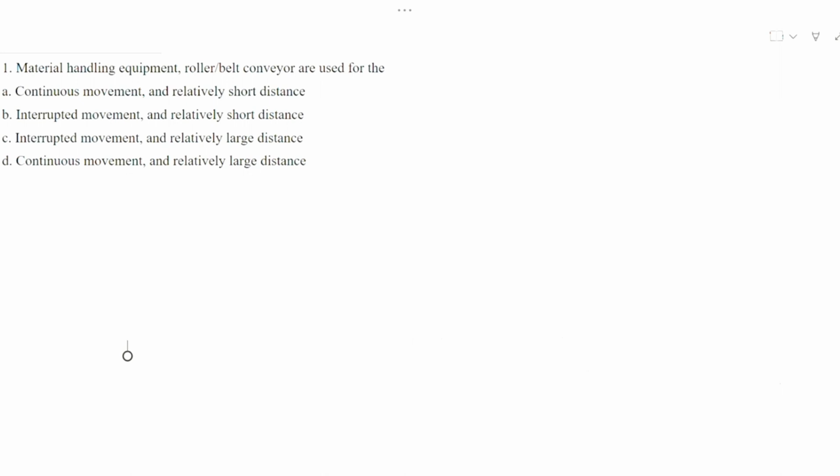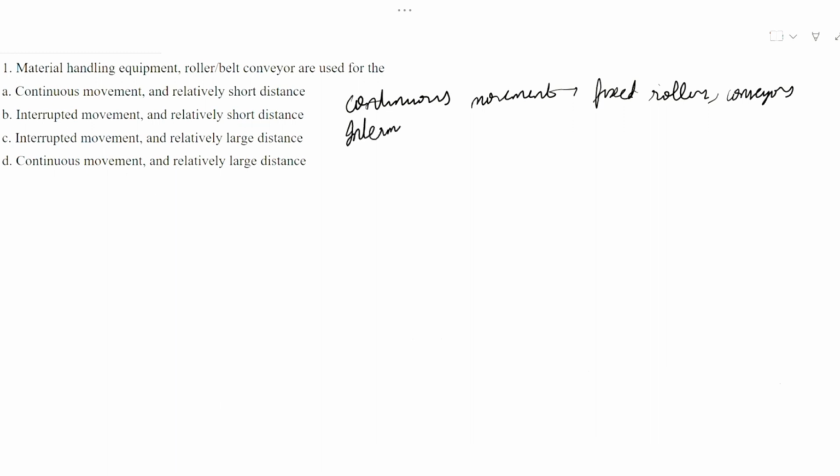So, according to this, continuous movement is done using fixed rollers and conveyors, and intermittent movements are done using industrial trucks.